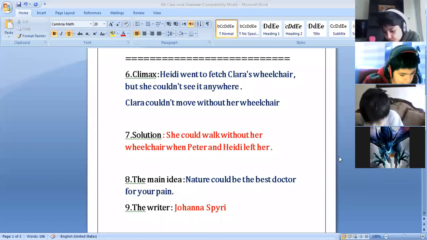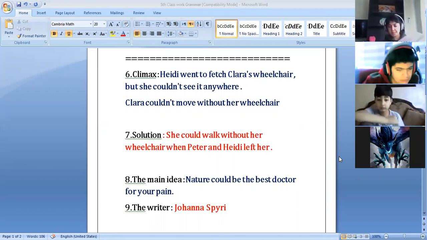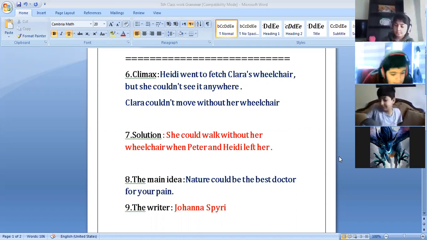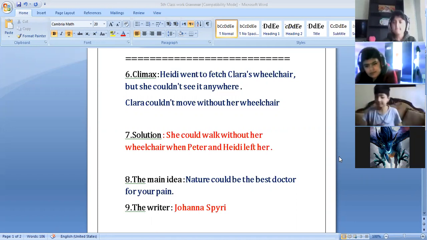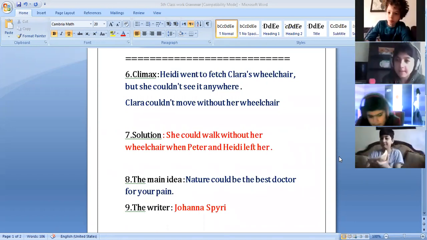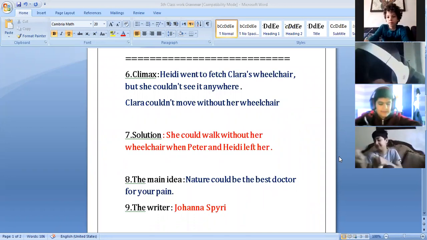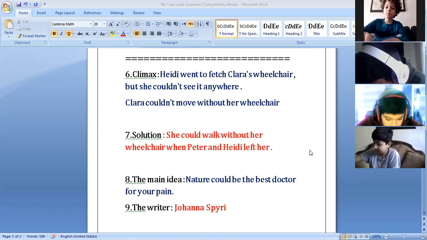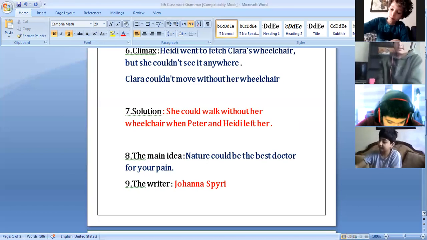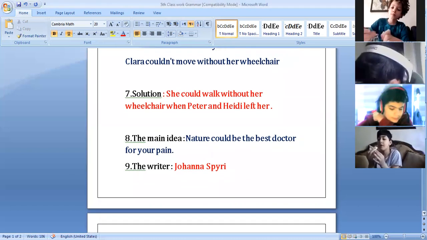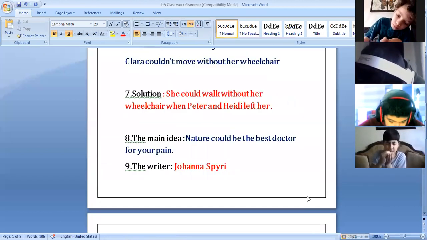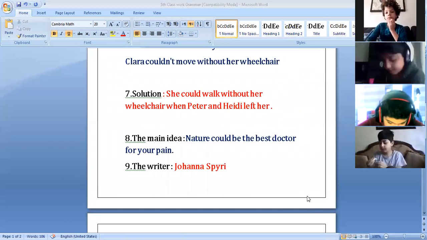Exercise 3, all the answers are from the story. Why is it difficult for Clara to visit Heidi? Because she can't move.